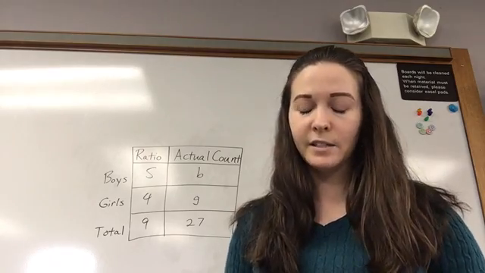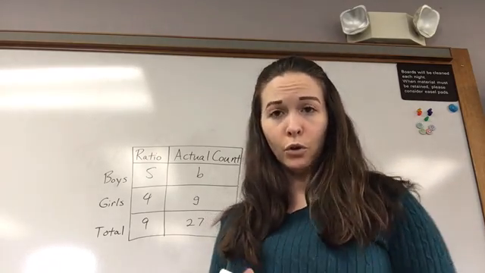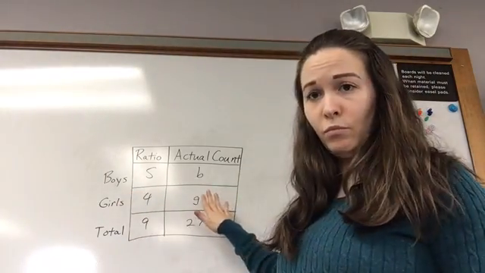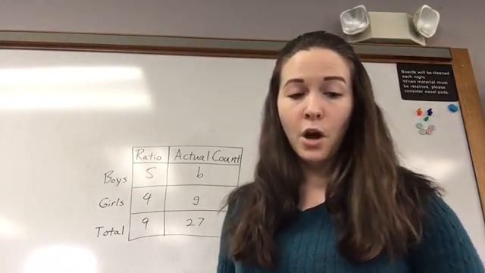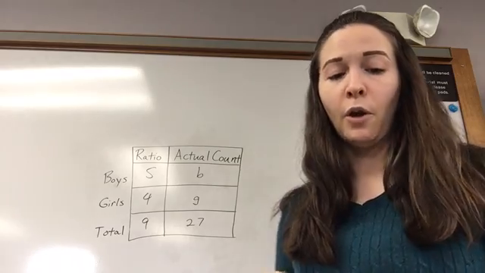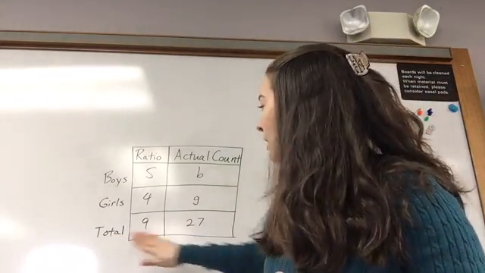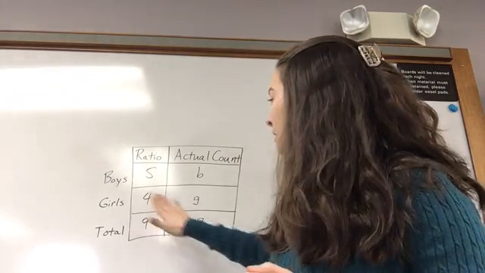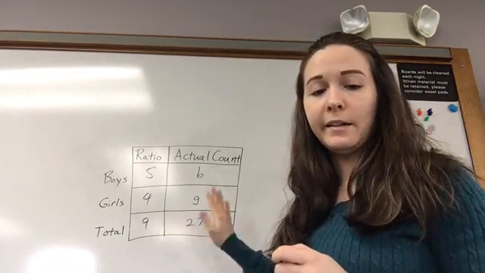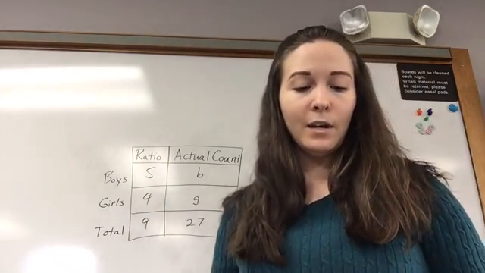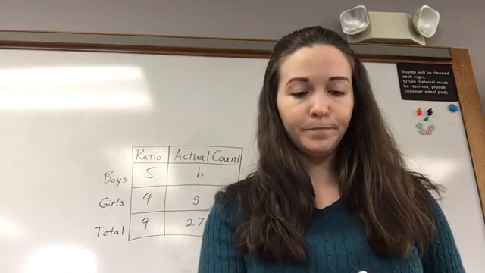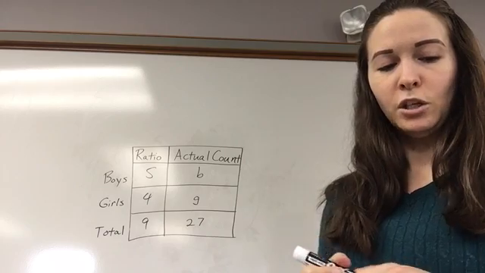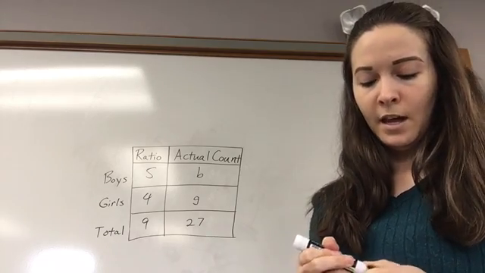Since we were asked to find the actual number of girls, then the row that we want to complete is our girls row. Since we know both the total numbers, we will also use the total row. The total is our complete. Our complete ratio is 9, and our total number in the class is 27. And then we can solve our proportion. So, using this information, you can see it on the page, and then I'll do it here on the board as well.